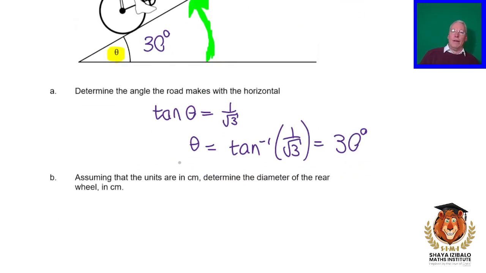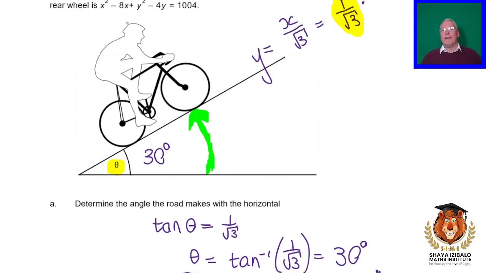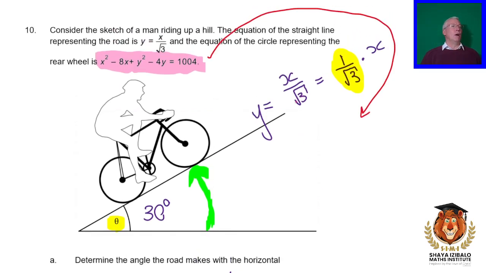Then it says determine the diameter of the rear wheel. Now we are given the equation of the rear wheel. It's not in standard form, so we're going to have to put this into standard form. And I'm going to do that over here, just so we can see the picture while we do it.